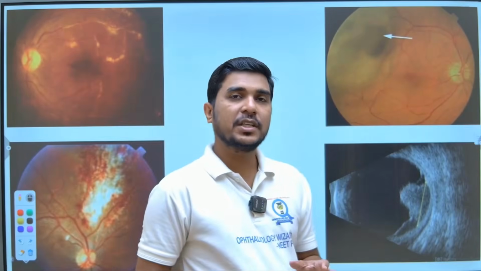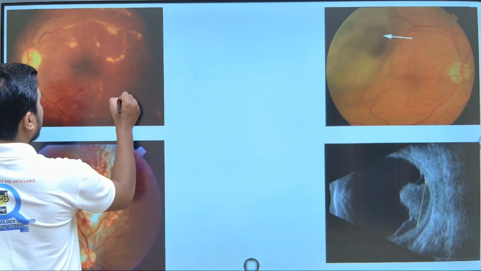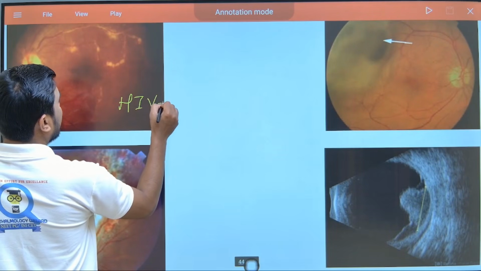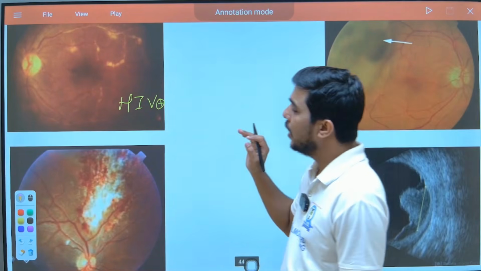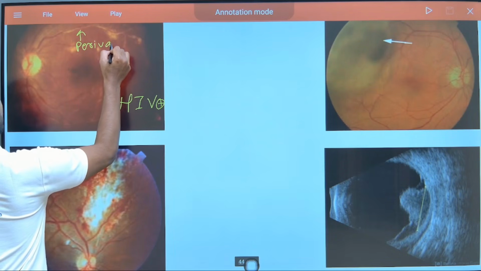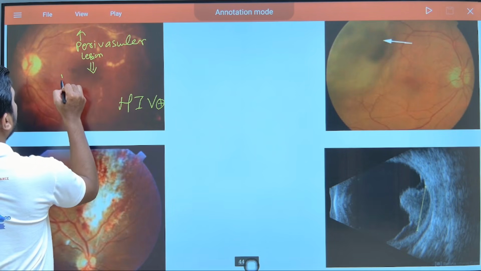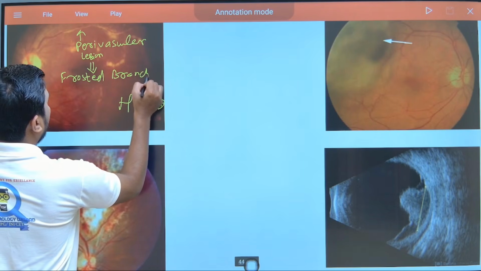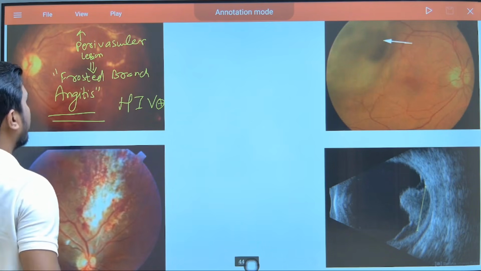What is this image giving you the clue for? Suppose I am giving you the history: this patient is HIV positive. Understood? Now if the patient is HIV positive and you see something going on around these vessels, this is a perivascular lesion, and this gives an appearance like frosted branch angiitis.